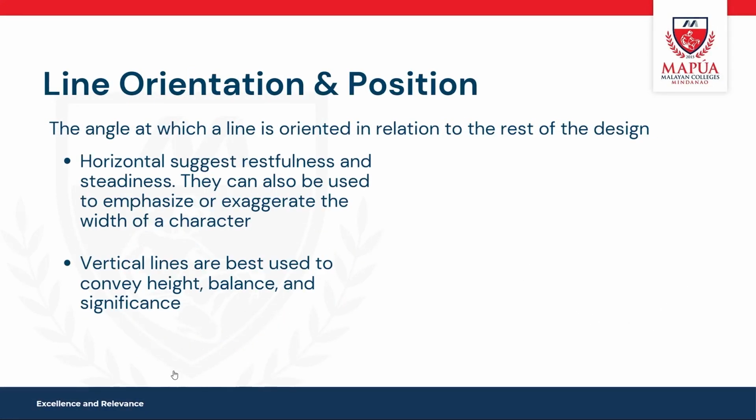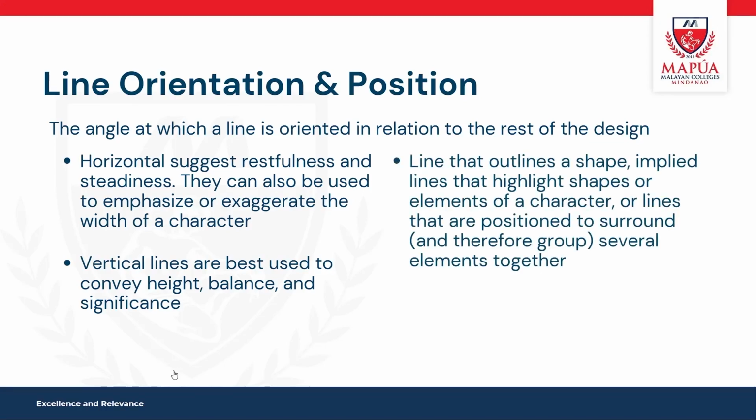So horizontal lines suggest restfulness and steadiness. This is because they are parallel to the ground. They can also be used to emphasize or exaggerate the width of a character. On the other hand, vertical lines are best used to convey height, balance, and significance. This is because they are perpendicular to the ground or at a 90-degree angle. So if you want to show that something is stable, reliable, steady, focus on adding horizontal lines. While if you want to show that someone is triumphant, let's say tall, someone that is reaching high, go for vertical lines.